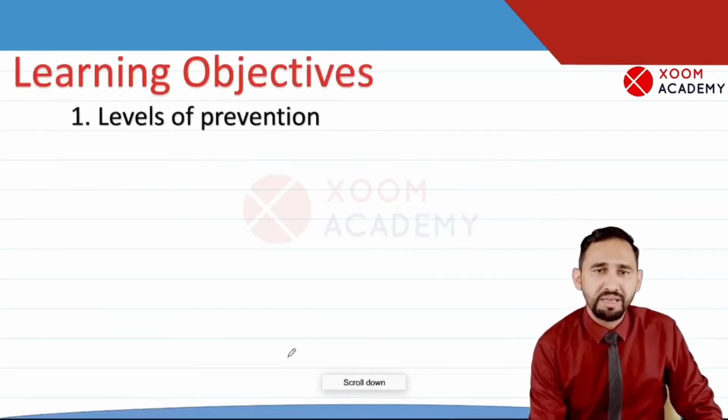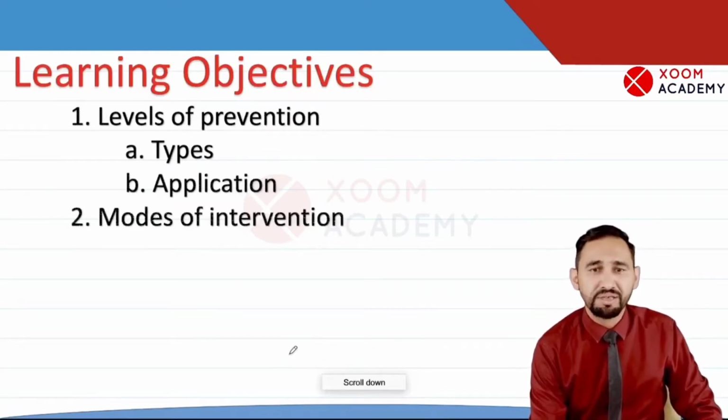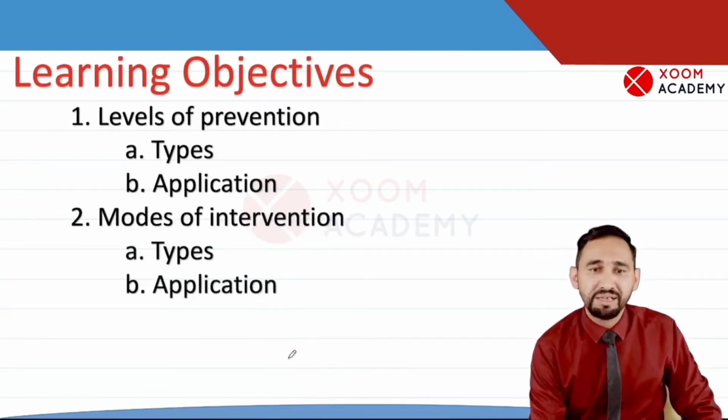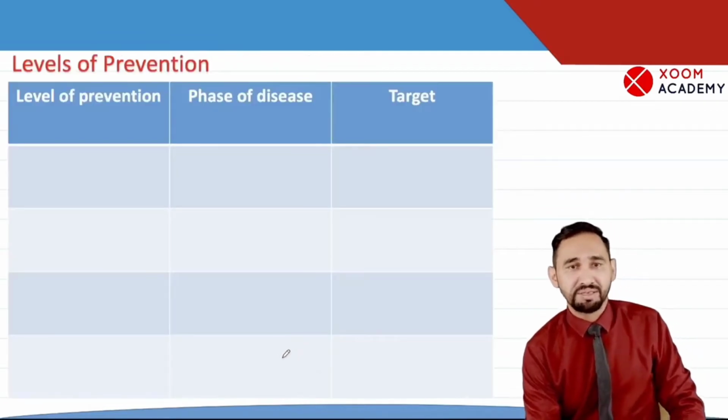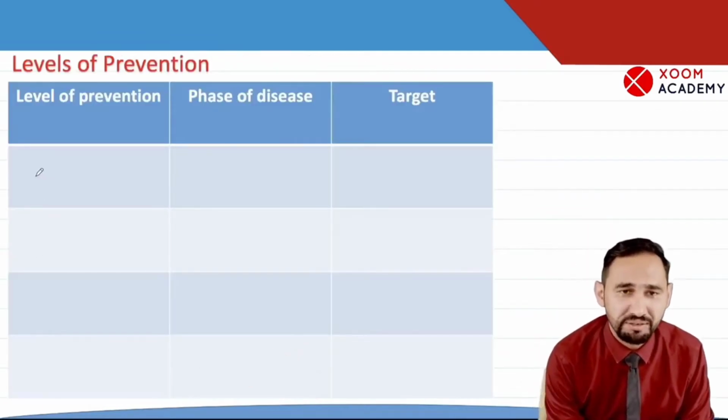We will discuss levels of prevention, their types, their application. Then we will discuss modes of intervention, their types and their application. In the end, we will summarize the session. So let's start with levels of prevention. There are 4 levels of prevention.